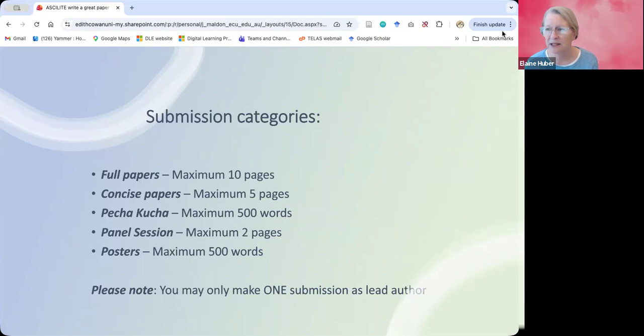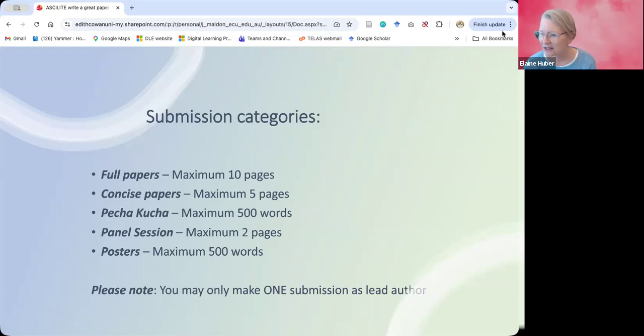The concise papers really are meant to be about smaller projects, works in progress, new ideas that you want to build up. So that sort of smaller scale.